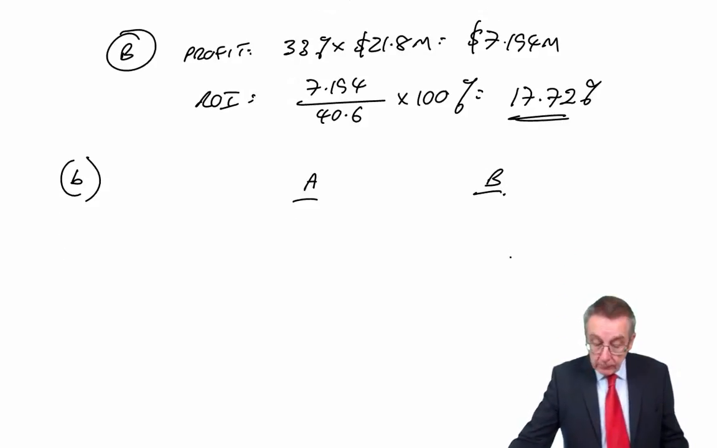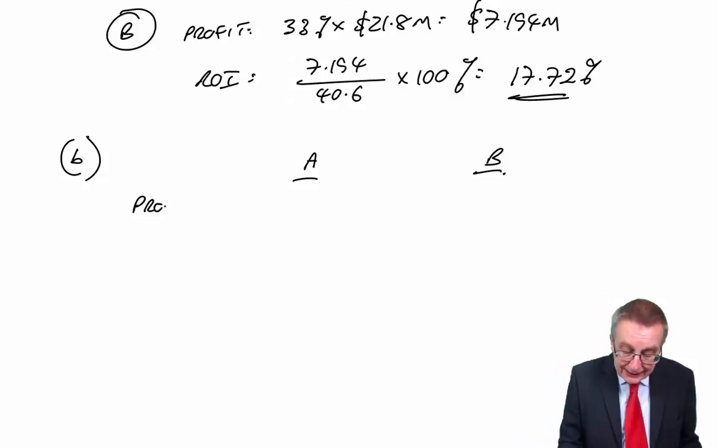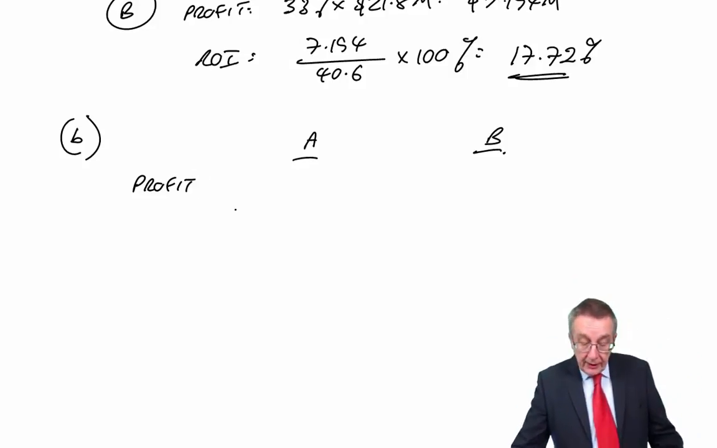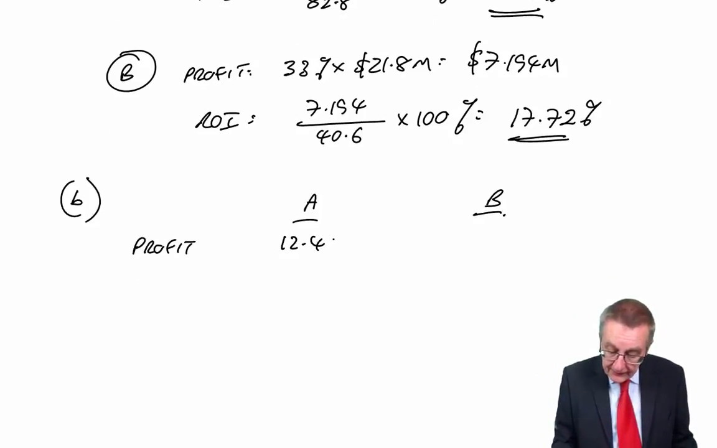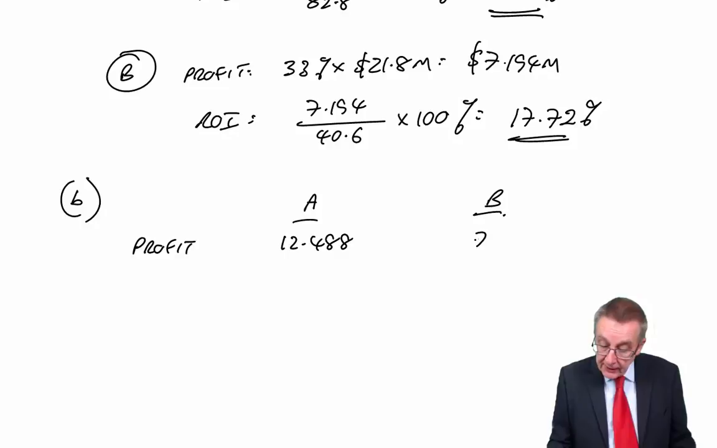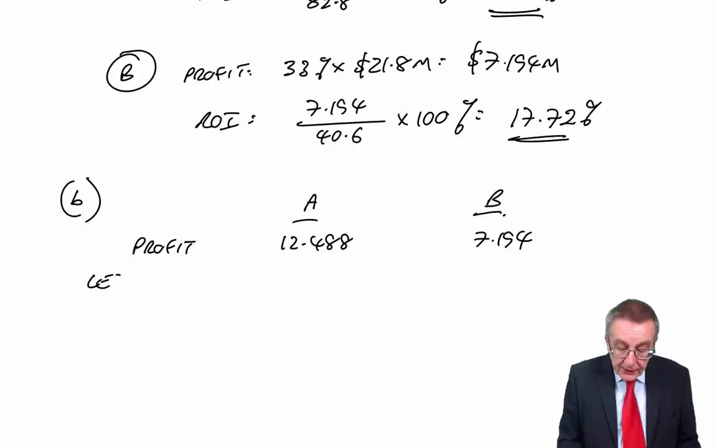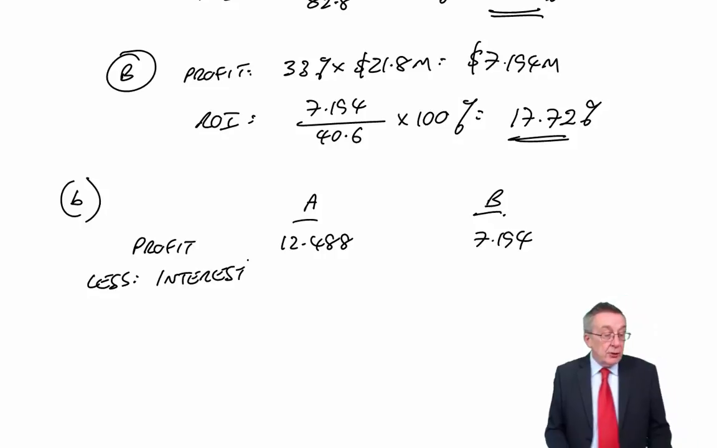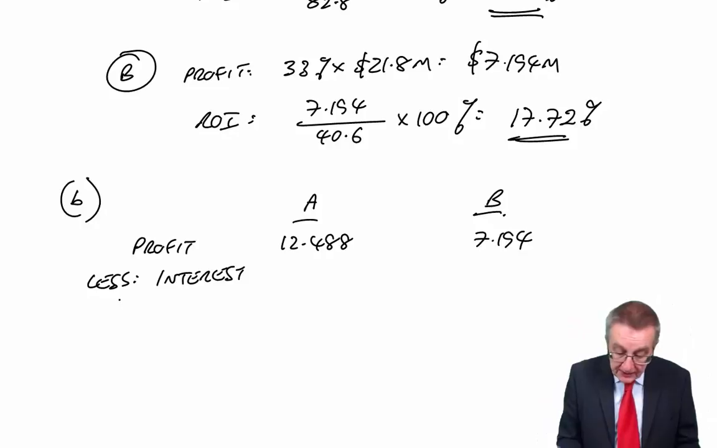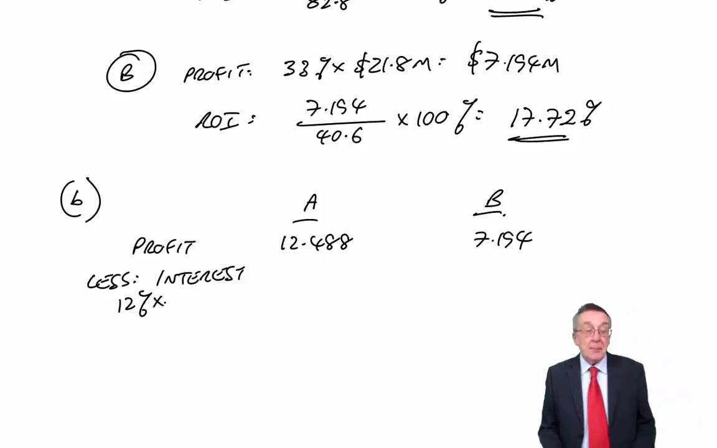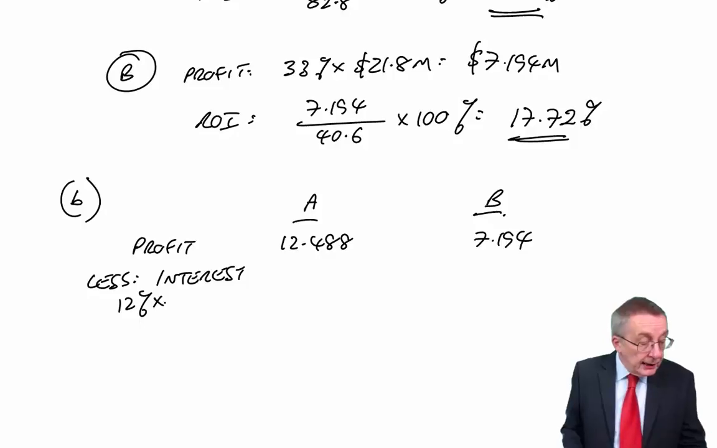For residual income, we take the profit. Well, Division A, first of all, we've calculated the profit as 12.488 million. For B, it's 7.194. We subtract this notional interest, and the interest is calculated as the cost of capital, which, third line of the question, is 12%, as applied to the capital required, which for Division A is 82.8.